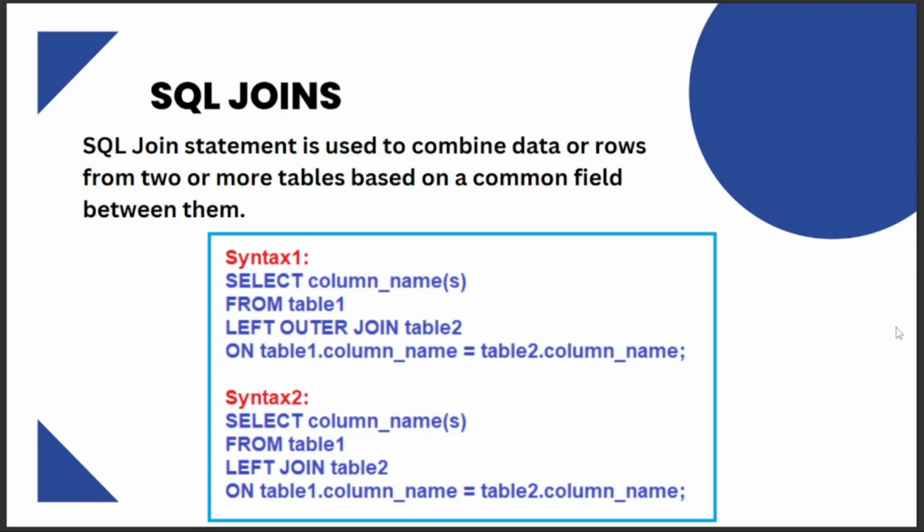There are various types of joins that we're going to see ahead, but this is the general syntax of SQL joins. Select column names from table 1, whatever is your first table, left outer join table 2 on table1.column_name equal to table2.column_name. Basically this is your common column between two tables, and this is the alternative syntax. There is a separate syntax for some of the joins that we will be seeing in the exercise.